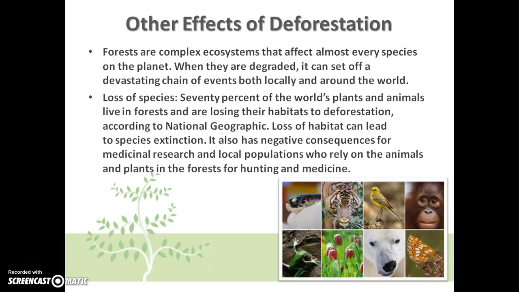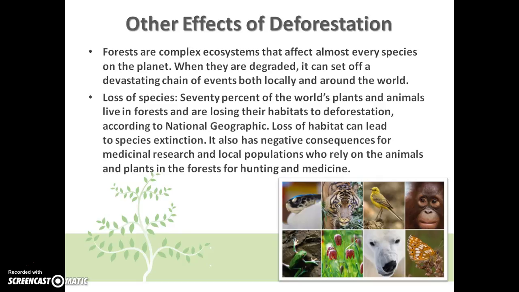Other effects of deforestation. Forests are complex ecosystems that affect almost every species on the planet. When they are degraded, it can set off a devastating chain of events both locally and around the world.